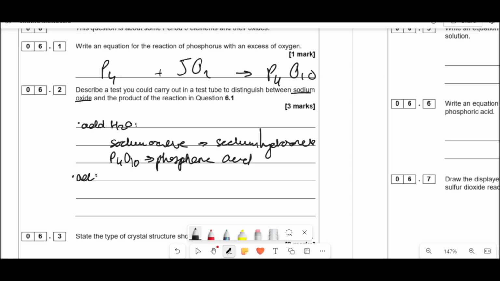We need to actually test it. So what I'm going to do is add universal indicator. I'm going to call them 1 and 2 because I'm lazy. You write the whole thing, obviously. For sodium oxide, it would go 12 to 14, and it'd go blue. And then for 2, it's going to be much more acidic, strongly acidic, so 1 to 2, and it's going to be red. Alternatively, you could talk about using litmus paper, or you could use a pH meter as well, I guess.